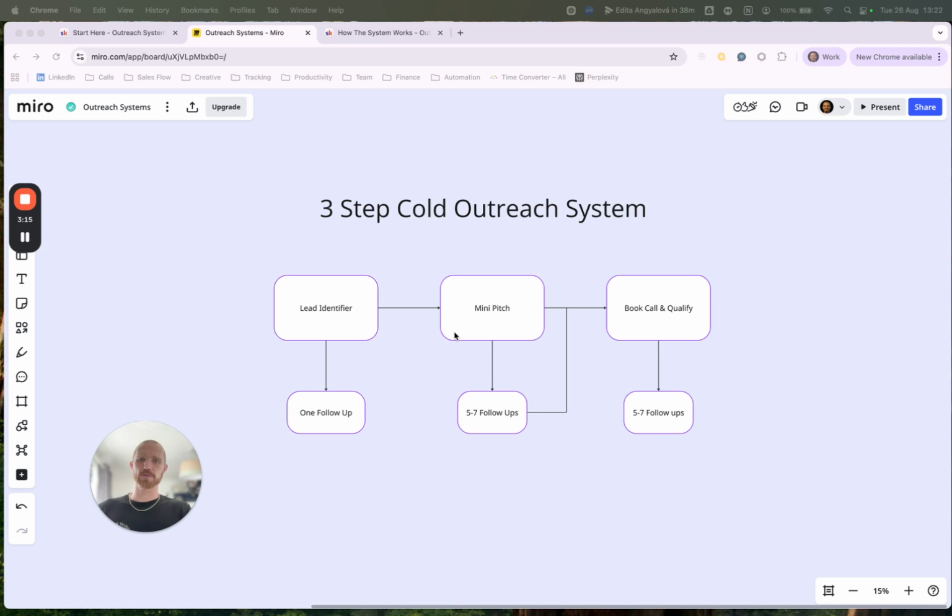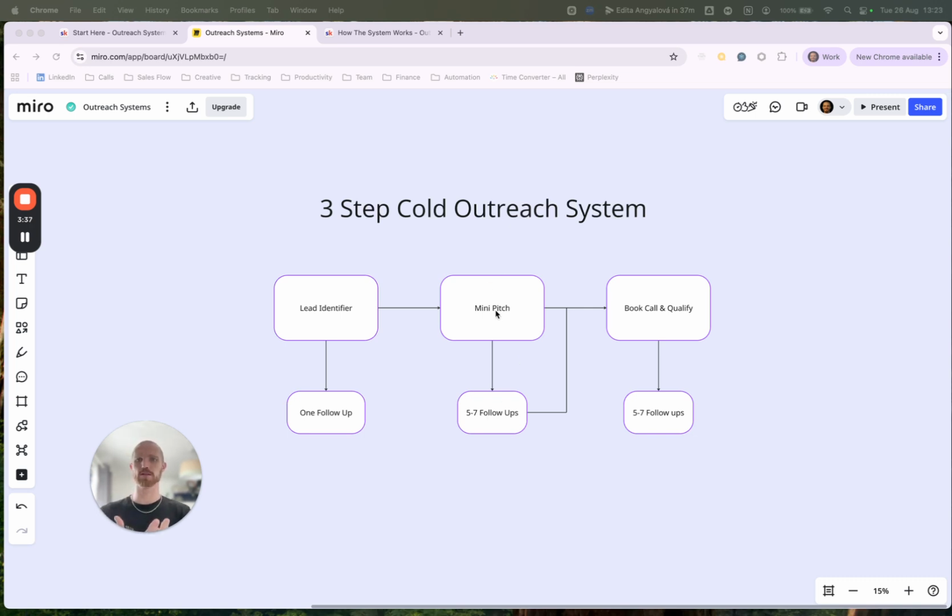Then we've got the mini pitch. Now, to the mini pitch, they have given us permission to send them more information. So clearly the outcome that you've highlighted in this, and I'll get into the actual scripts and the process in a minute, but clearly the outcome here is valuable to them. So we can now follow up a bunch more because we are offering value to this person.